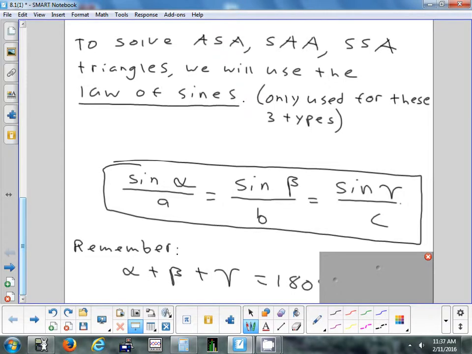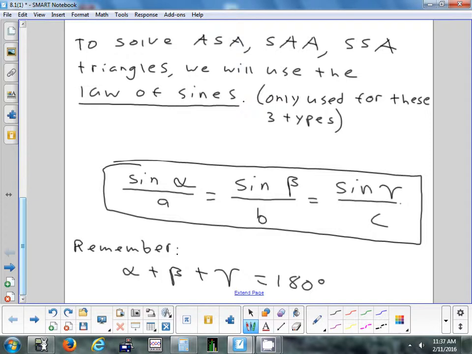Okay, we never use all three parts at once. You're either going to use the first two parts, the last two parts, or the first part and the last part. You can still use the fact that all the angles add up to 180. That's still true. You just can't do anything with Pythagorean theorem or opposite, adjacent, and hypotenuse. Okay, we're going to use this equation. Any question on the law of sines?